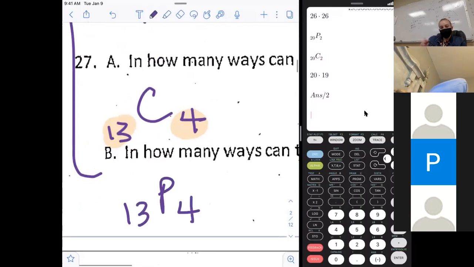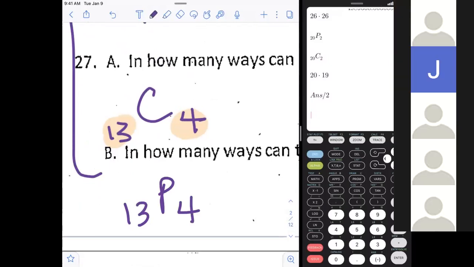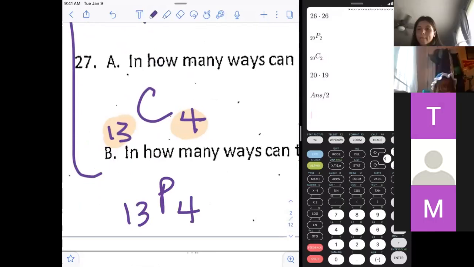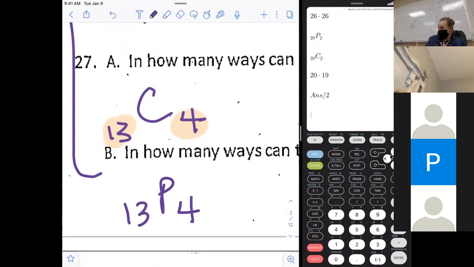It's going to be P. I can't tell if you guys just don't know or if we're just saying it in our heads and writing it on papers. So I'll throw it in the calculator just so you can check your work. I'm going to do my C first.